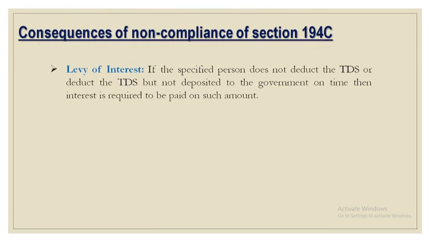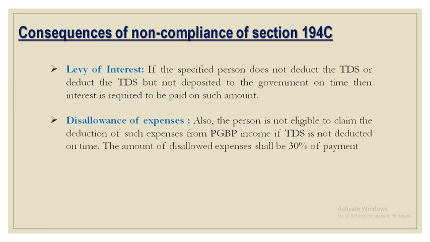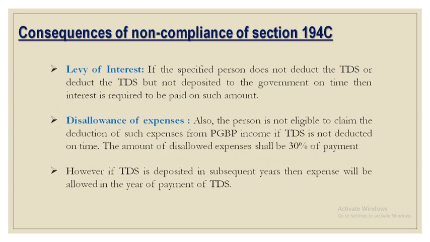Consequences of non-compliance of Section 194C. Levy of interest: if the specified person does not deduct the TDS, or deducts the TDS but does not deposit it to the government on time, then interest is required to be paid on such amount. Disallowance of expenses: also, the person is not eligible to claim the deduction of such expenses from PGBP income if TDS is not deducted on time. The amount of disallowed expenses shall be 30% of payment. However, if TDS is deposited in subsequent years, then the expense will be allowed in the year of payment of TDS.